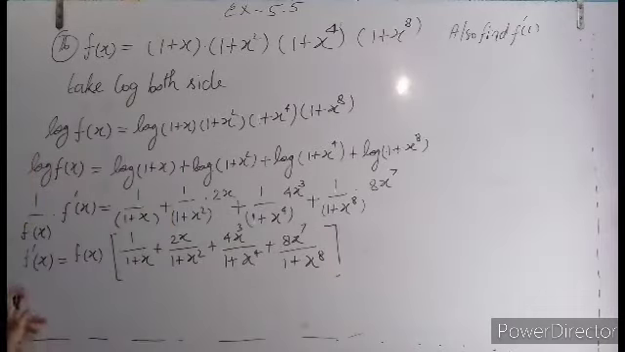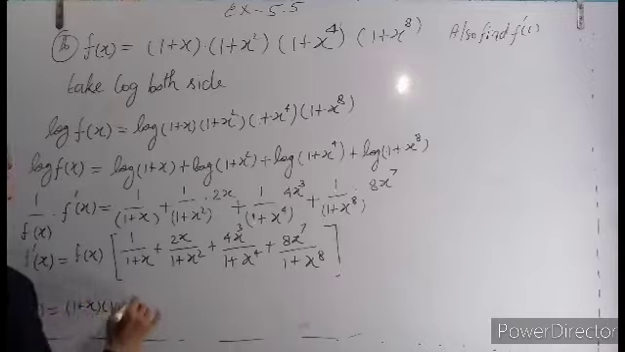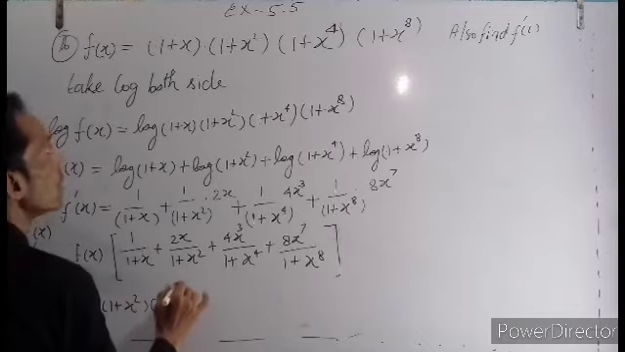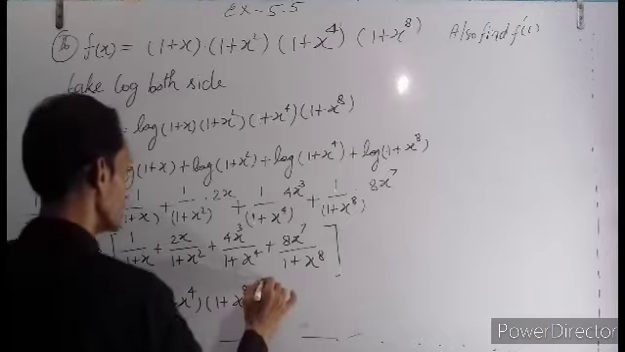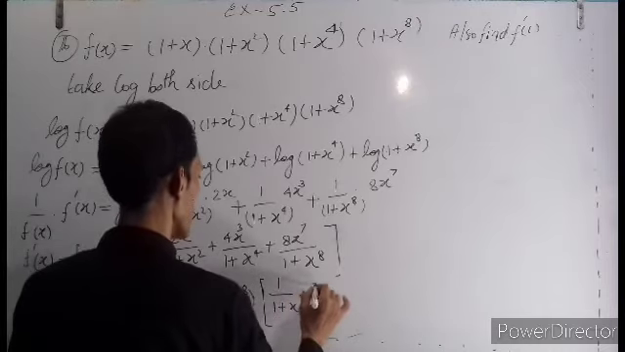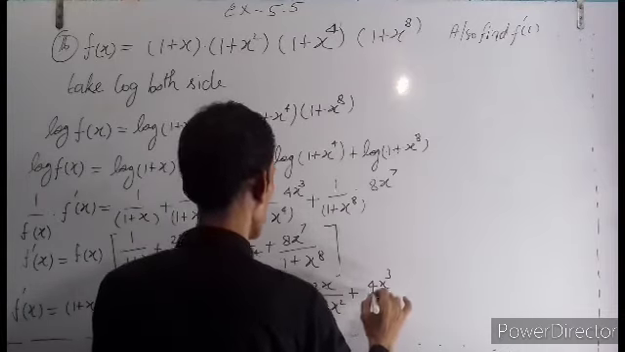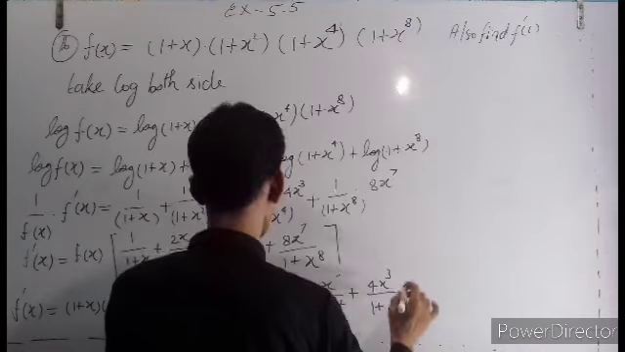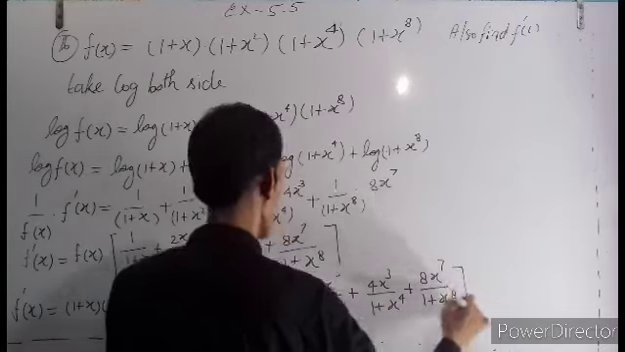After this, put the value in place of f of x. Simplify and put the value of f of x, which is given: f dash x equals (1 plus x)(1 plus x square)(1 plus x raised to the power 4)(1 plus x raised to the power 8) into, 1 upon 1 plus x plus 2x upon 1 plus x square plus 4x cube upon 1 plus x raised to the power 4 plus 8x raised to the power 7 upon 1 plus x raised to the power 8. That is f dash x.